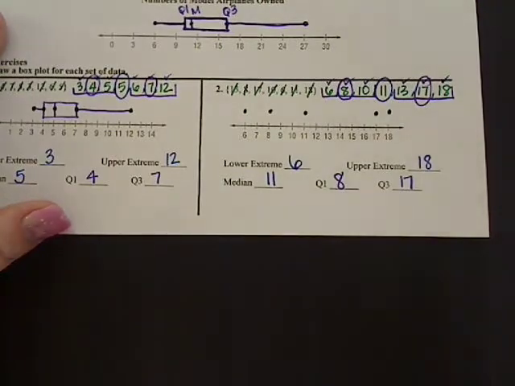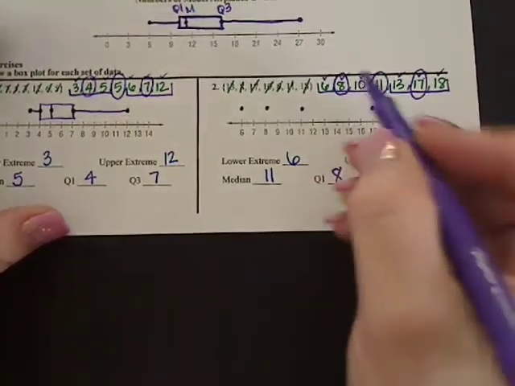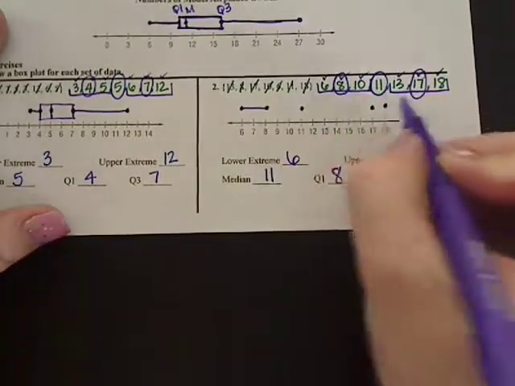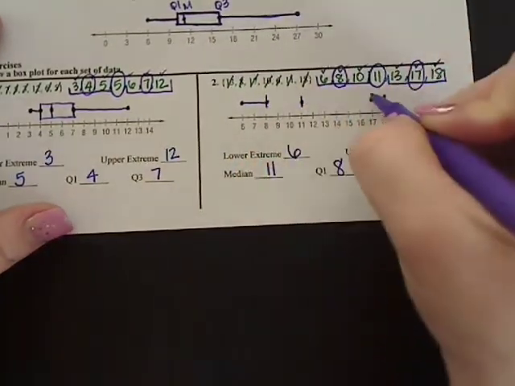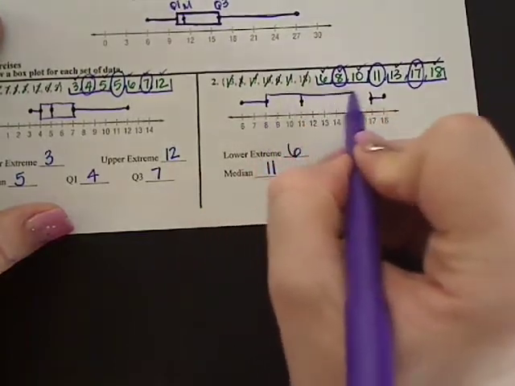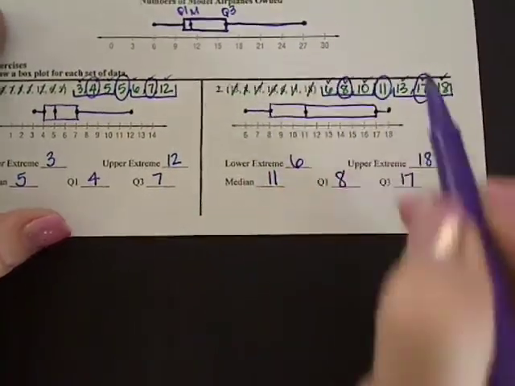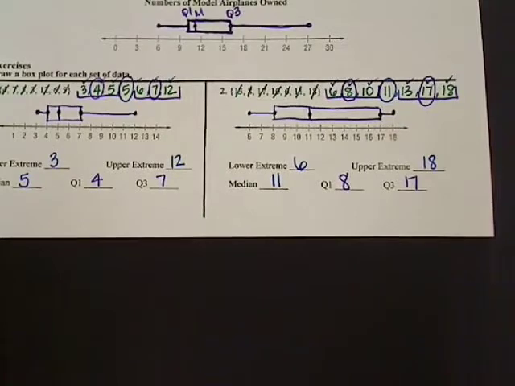And then if you want to go ahead and make your graph, I like to draw my whiskers first. It's up to you, however you want to do it. And then I draw my 3 vertical lines and connect my box. And that's how you make box and whisker plots.